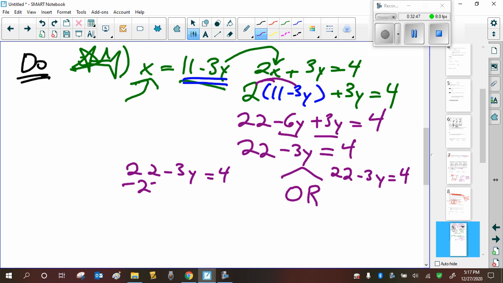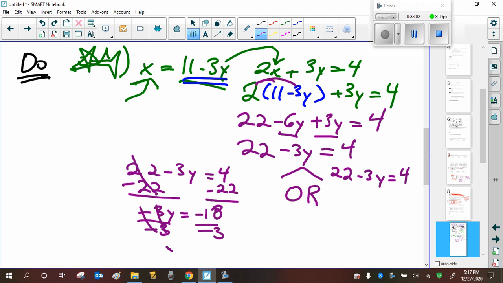Okay, 2 ways you can do this. You can subtract 22 on both sides and get negative 3y equals negative 18. Don't forget to divide by negative 3, please. If you do that, and there's a common mistake, your check isn't going to work out. You get y equals 6.